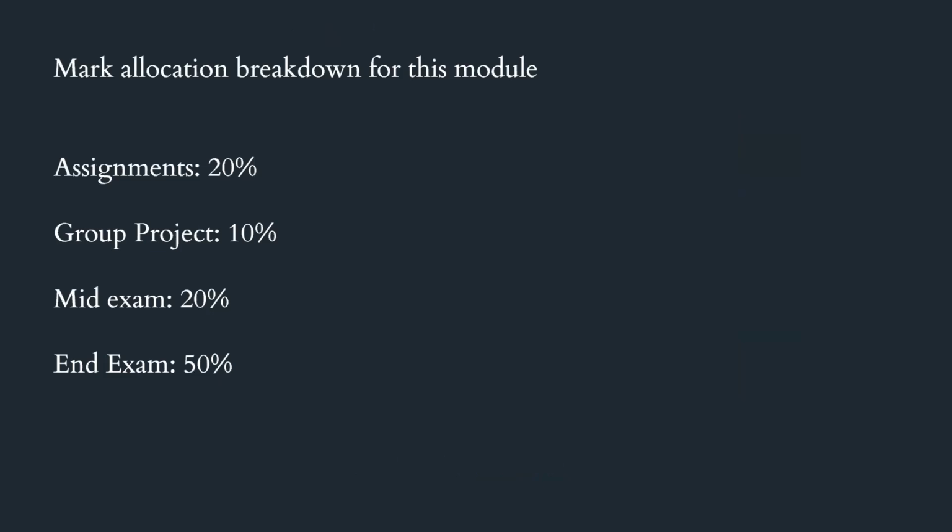So I think I explained those questions, and the mark allocation breakdown for this module will be like this. I have decided to give 20% for the assignments that I will give in the LMS. The group project that I'm giving will take 10% of the mark. Then the mid exam will be 20% and the end exam 50%. Many students actually ask about this mark allocation and the breakdown.